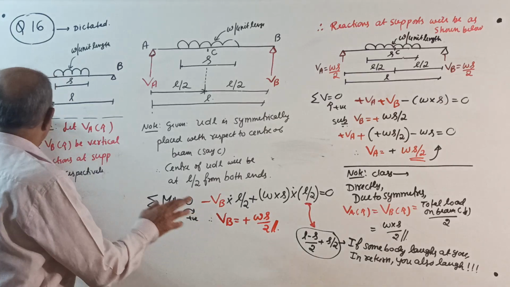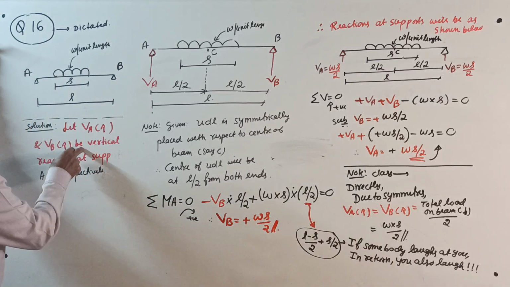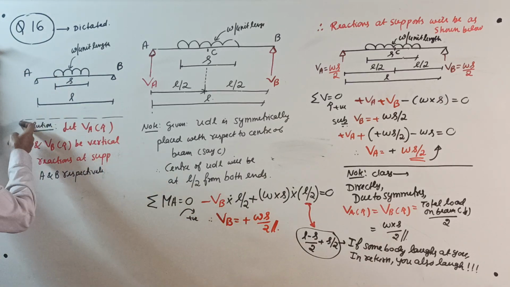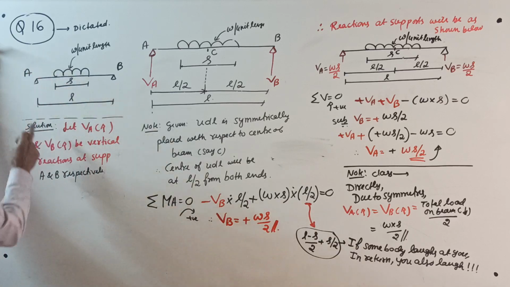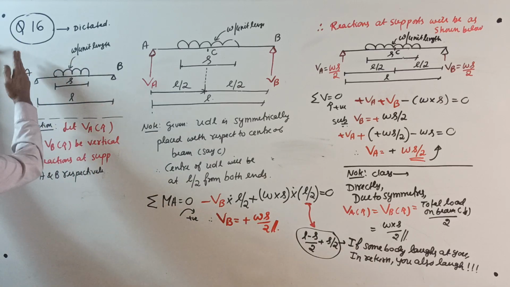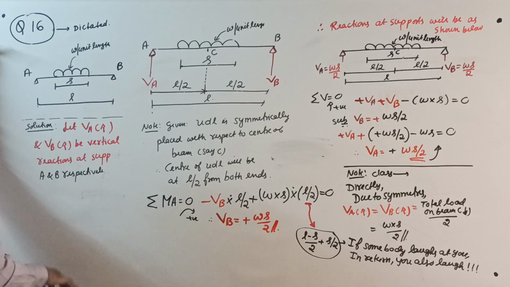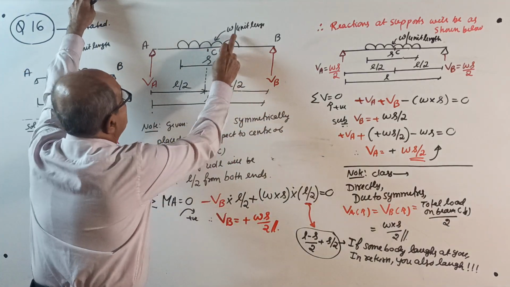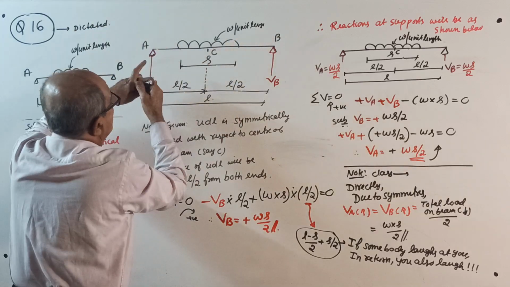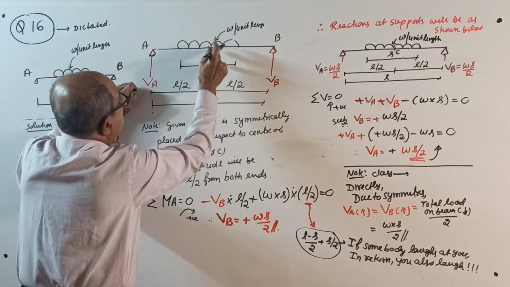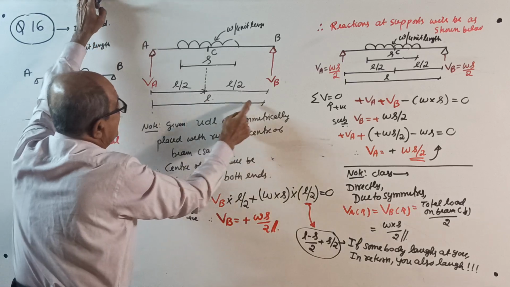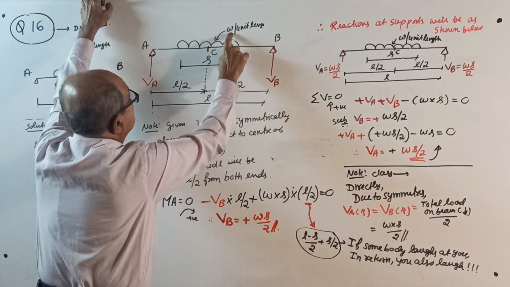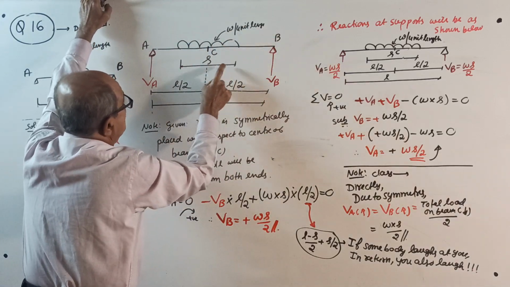Okay, now start. Usual statement, I will not waste time on this statement. I have written it for all previous 15 questions. VA vertical reaction, VB vertical reaction. Draw a neat sketch. W per unit length. Now, let it be center of span. This is L. UDL is W per unit length for a length of S.